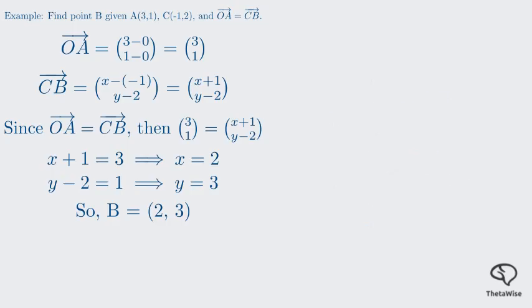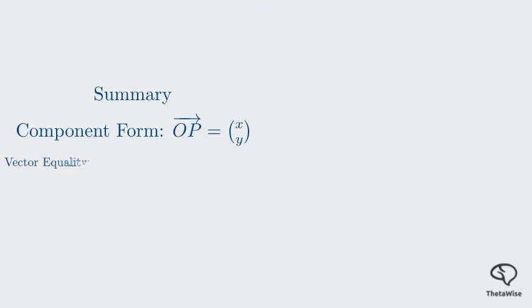Let's summarize. We've introduced the component form of vectors, which provides an algebraic, precise method for working with them. We've also defined vector equality algebraically. Two vectors are equal if and only if their components match.